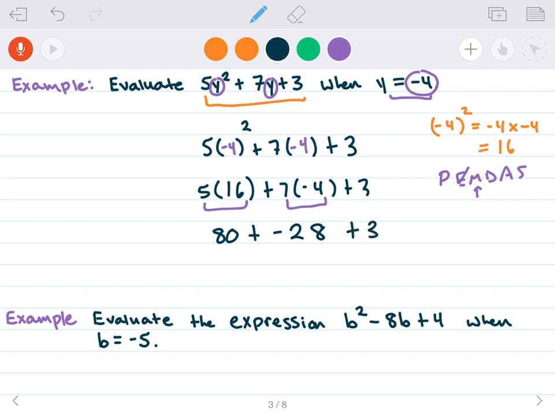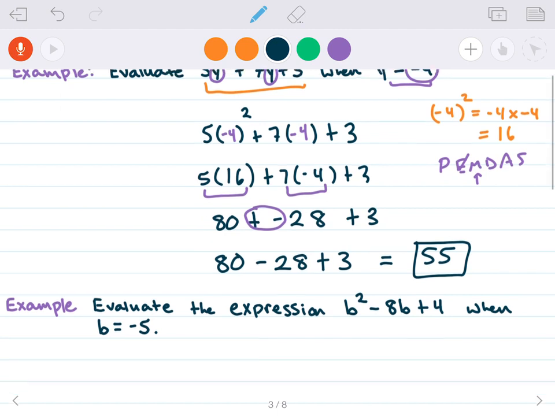And if you remember from our integers unit, when we had a plus and a minus right next to each other, those guys became a minus. So I'm going to just change that to a minus. And now I can evaluate from left to right. 80 minus 28 is 52, plus 3 is 55, and that is our final answer. Okay, so that's how I evaluate expressions for a variable equals some number.